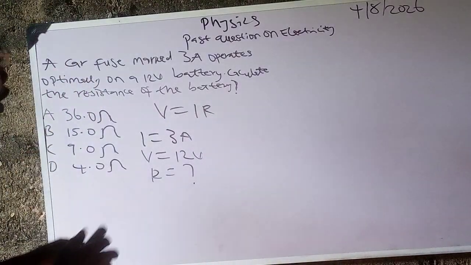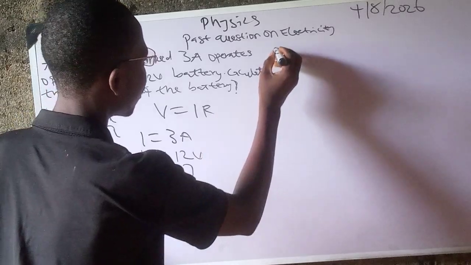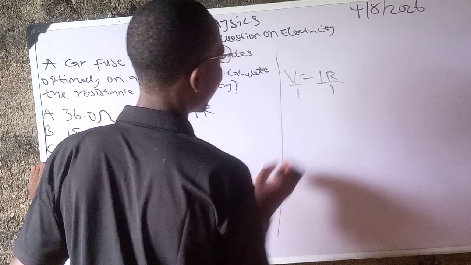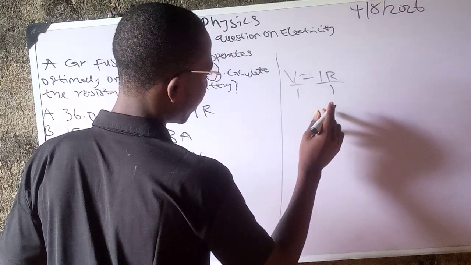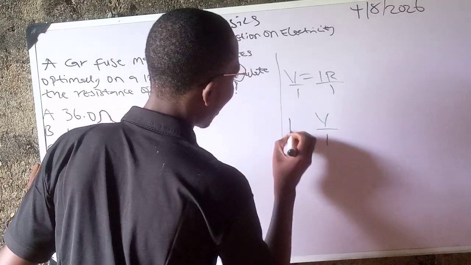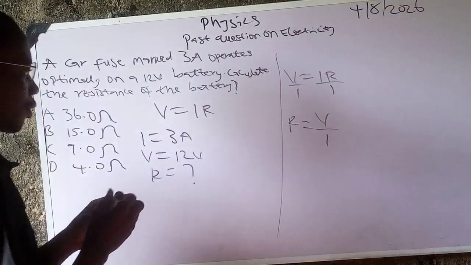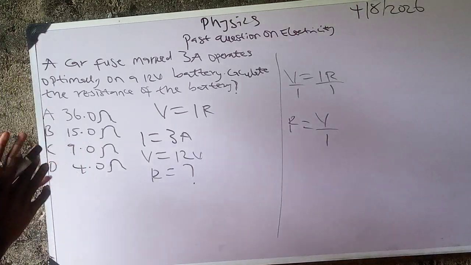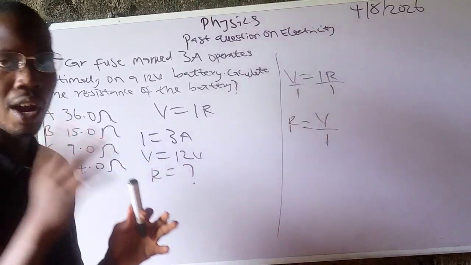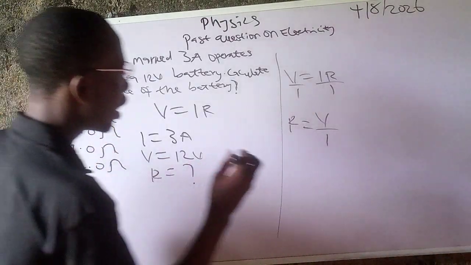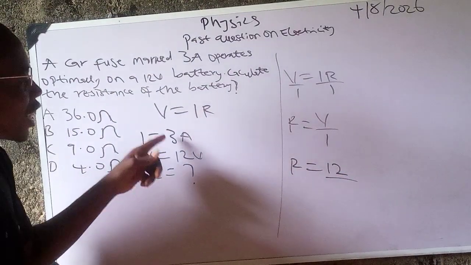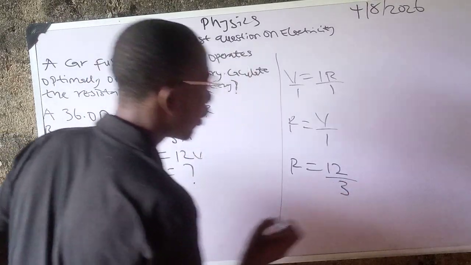So now, with our formula, which is V equals IR, I make it over 1 over 1. V multiplied by 1 gives you what? V. Then I multiplied by 1 gives you what? I. R equals V over I. Can you guys understand how I'm illustrating this now? Then my voltage is 12 volts. So it will be R equals 12 over my current, which is 3 ampere.